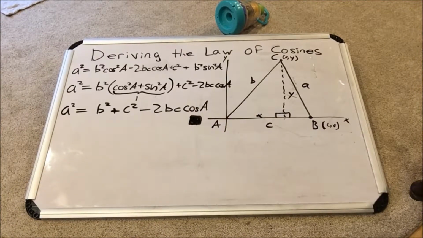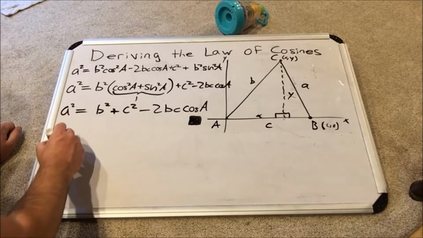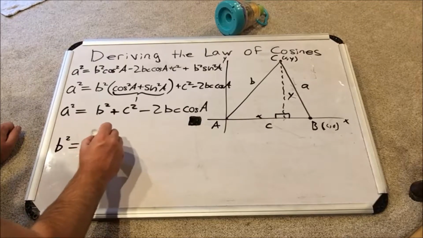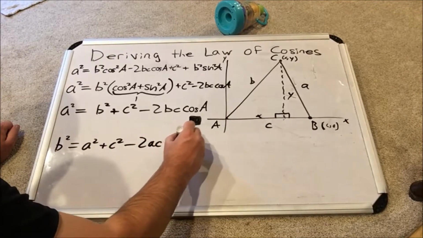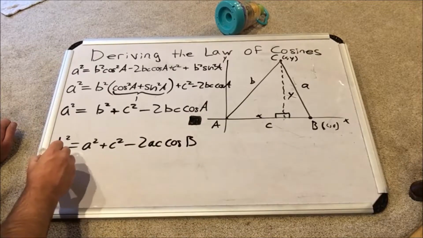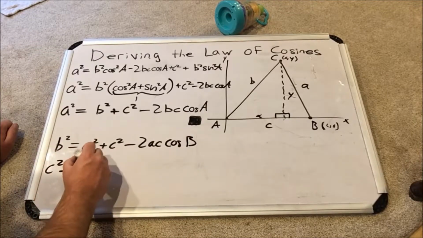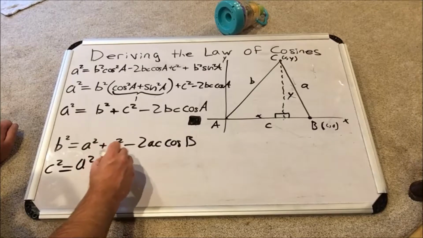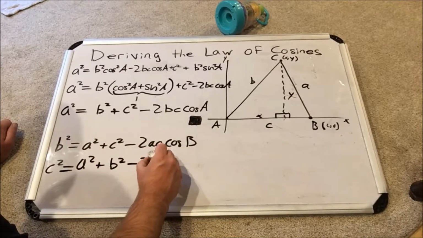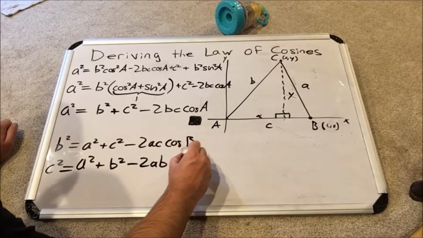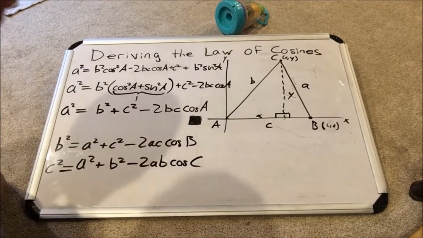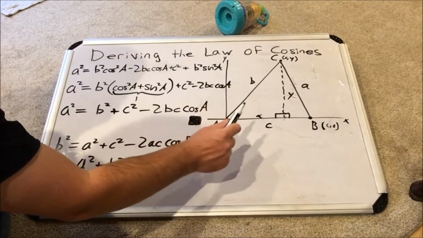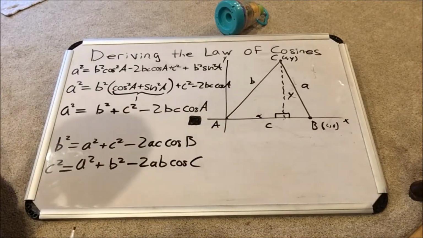Now, there are 5 other versions of this. Namely, b squared equals a squared plus c squared minus 2ac cosine angle b. And c squared equals a squared plus b squared minus 2ab cosine angle c. Now, how are these derived? Well, all you have to do is reorder your labels.